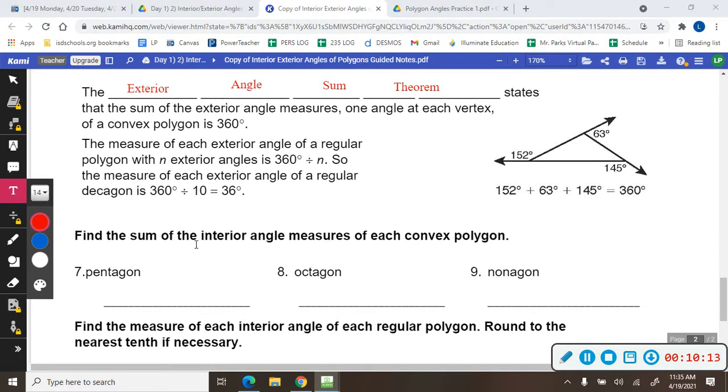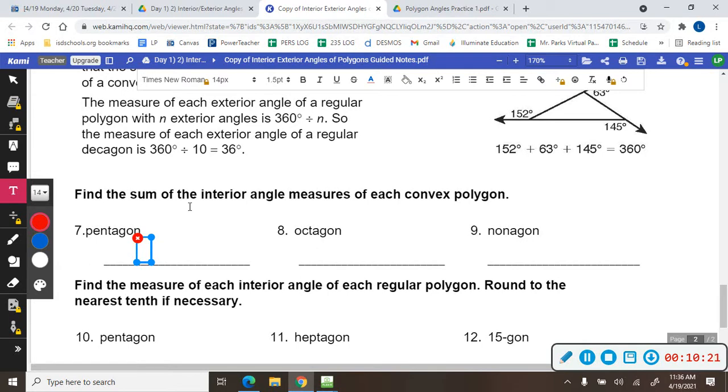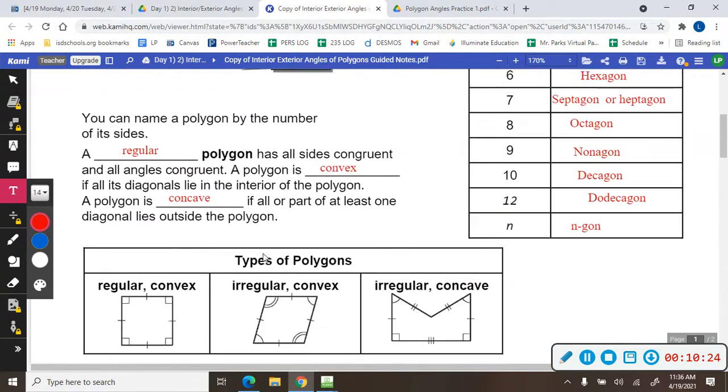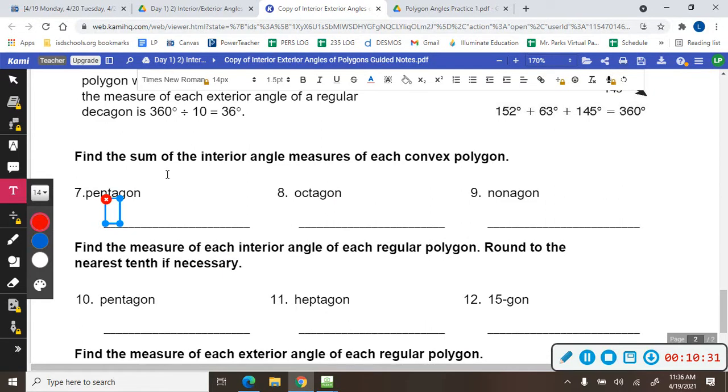So find the sum of the interior angles of each pentagon. So pentagon is how many sides? Let's go figure out what a pentagon is. Pentagon is 5 sides. And they want interior. So I take 5 minus 2 times 180, which is really 3 times 180, which equals 540. And they want the sum of the interior angle measures. So they want all of them. Octagon, that's 8 sides. Subtract 2 times 180. So whatever 6 times 180 is, that's 1080.